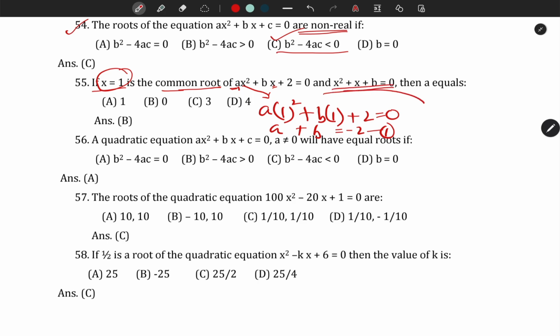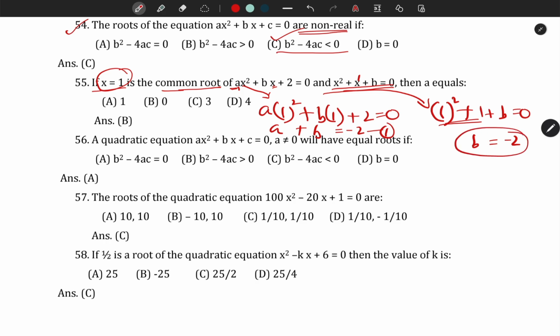Come to this equation now. Similarly, in place of x we can put 1. So x square will become 1 square, then this x will become 1, plus this b will be b only, equals 0. Then 1 plus 1 is 2, so plus 2. This will become minus 2 on the other side.